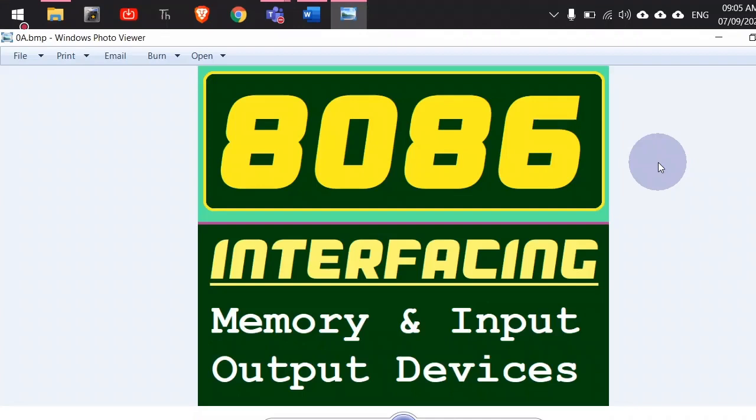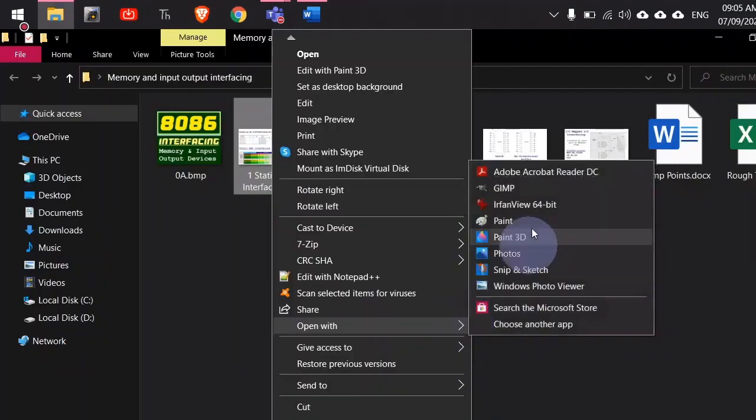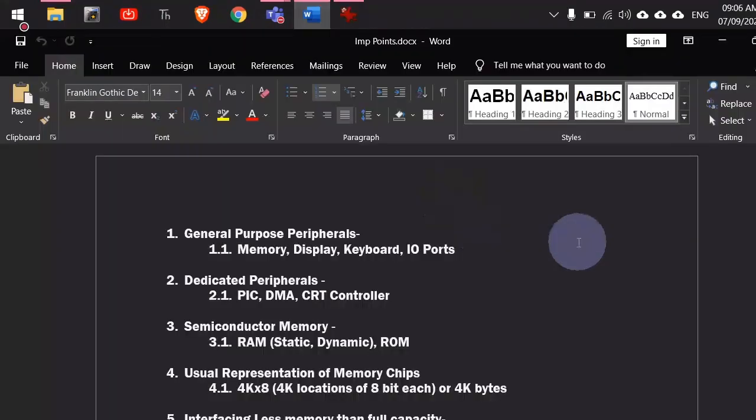So let me start by taking this very simple example. Okay, just let me open it with another viewer. Yeah, so let me start by taking this example and noting a few points about interfacing of memory. I've written some points here. Let us discuss these points first.